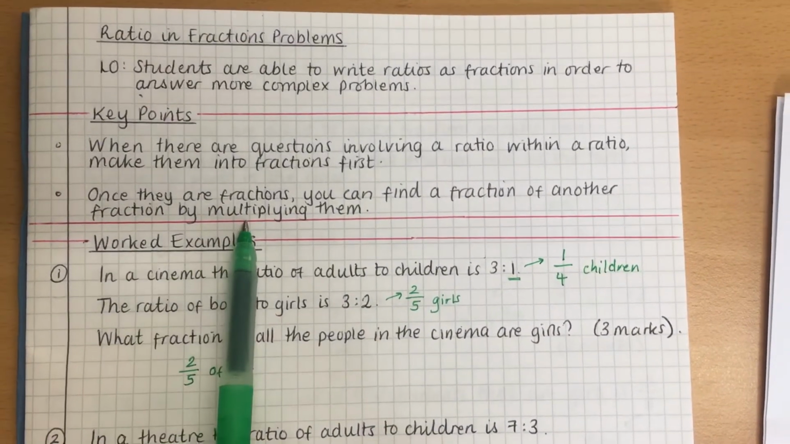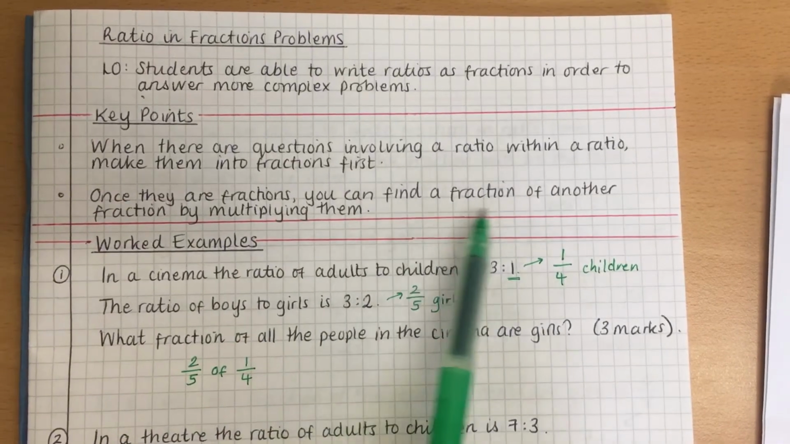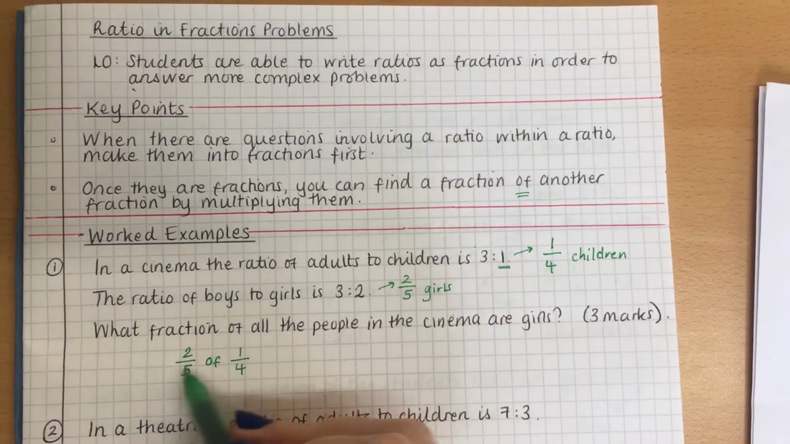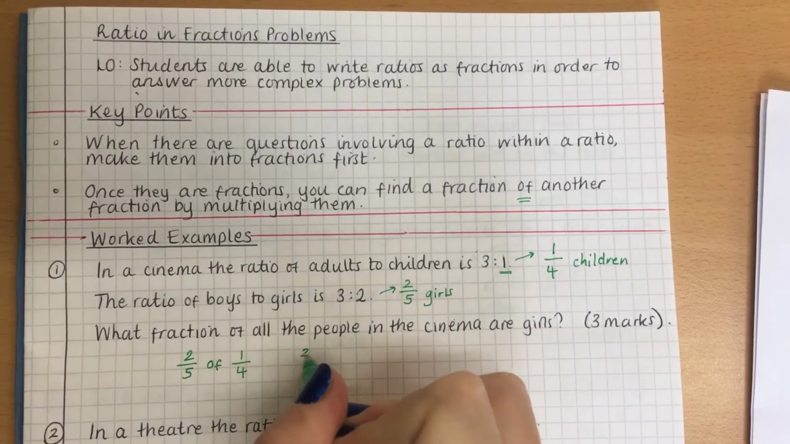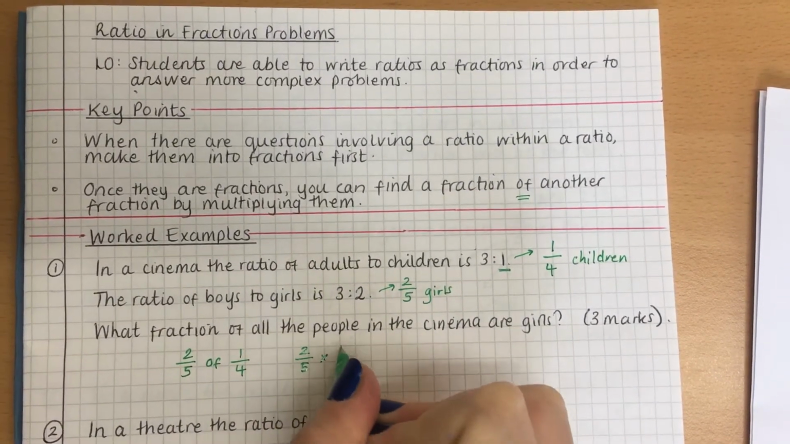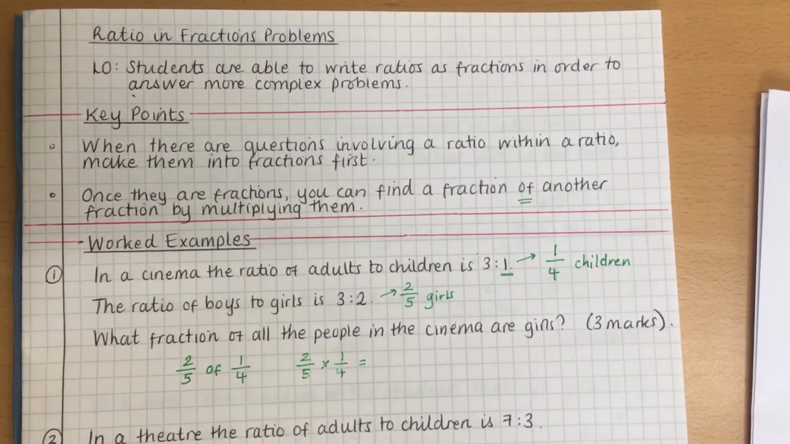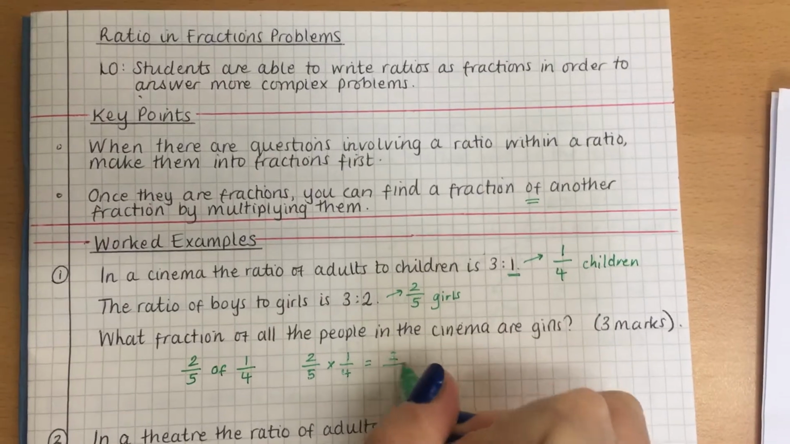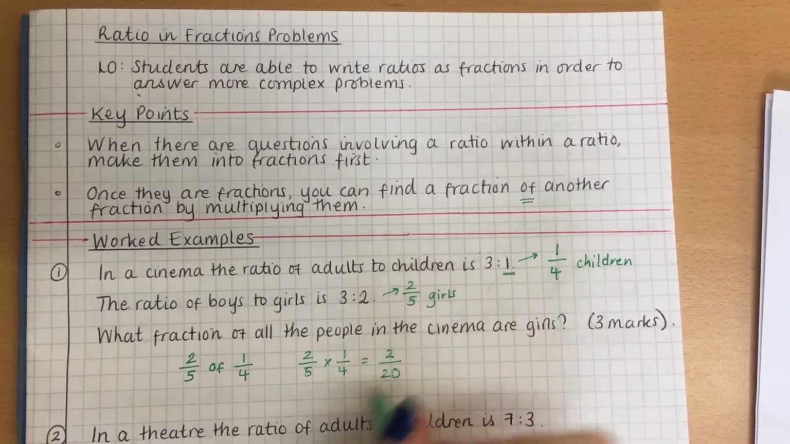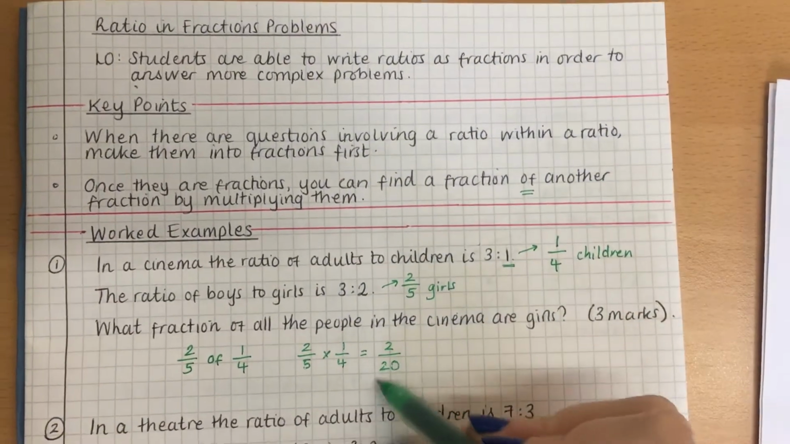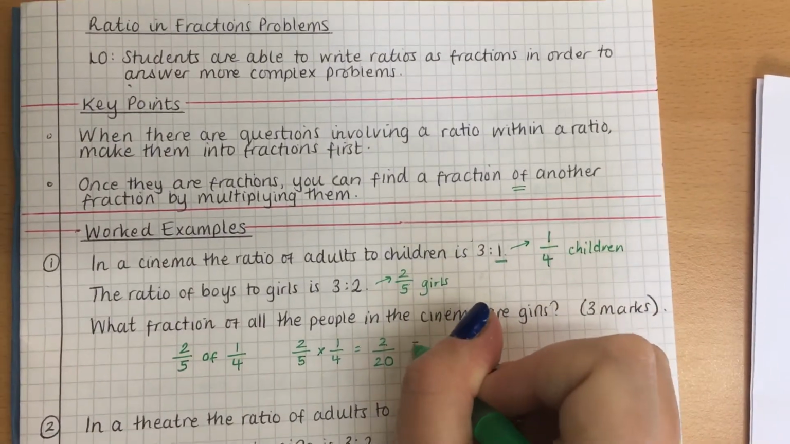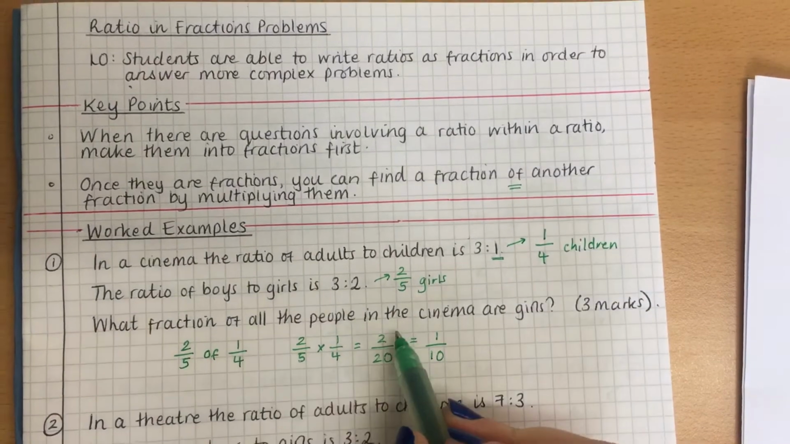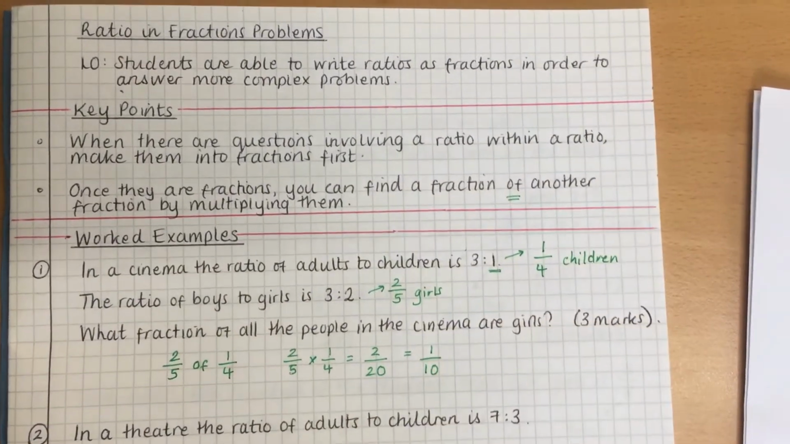Now, this is where your key point comes in. You can find a fraction of another fraction by multiplying them. So to find 2/5 of anything, you multiply it. And you know that with multiplying fractions, you just do 2 times 1 is 2, 5 times 4 is 20. Okay? So your answer is 2/20. If you wanted to simplify it, that becomes 1/10. So 1/10 of all the people in the cinema are girls, and that's your final answer.